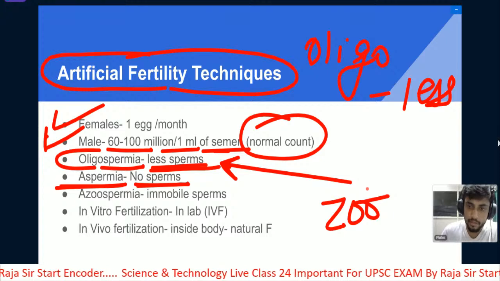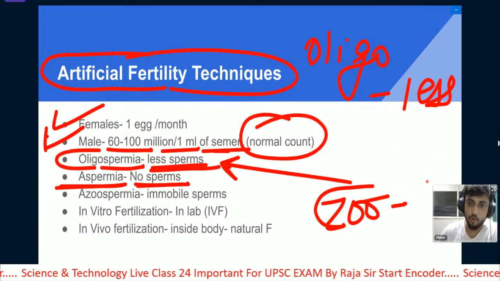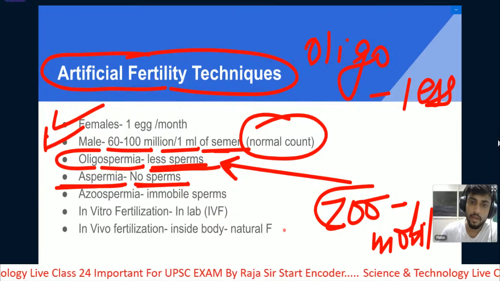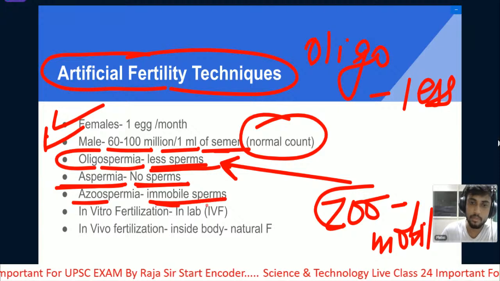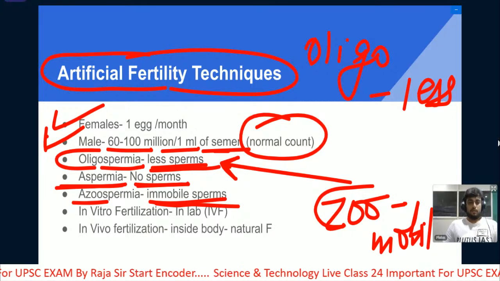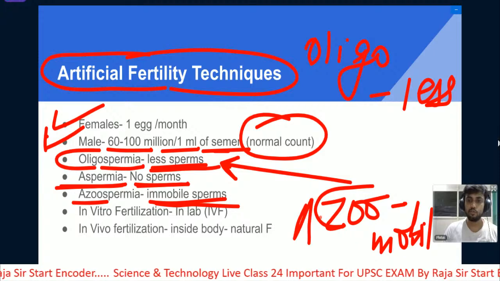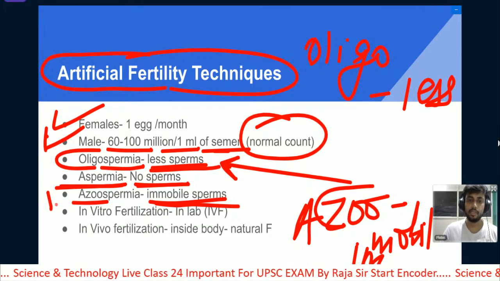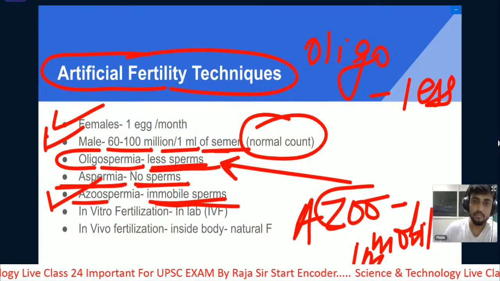Yes, so here zoo is for the mobile, and azoospermia, it is the immobile sperms. Okay, azoospermia: zoo means mobile and azo means immobile. So azoospermia means a person suffering from immobile sperms.